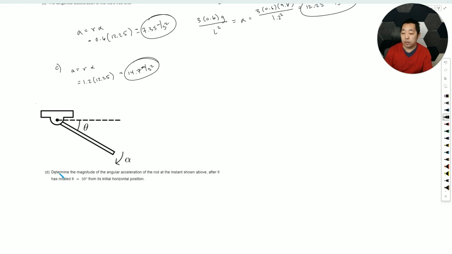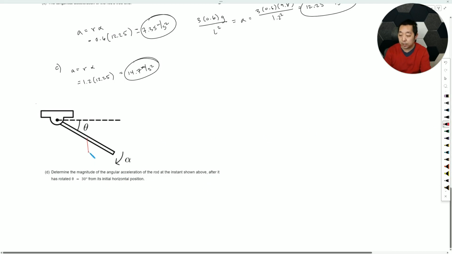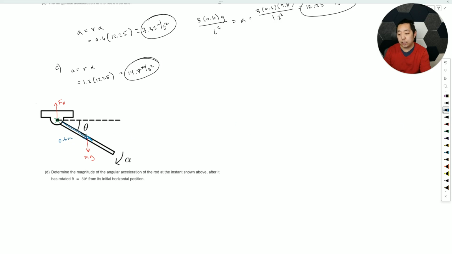For this last part, we want to determine the angular acceleration when the rod is at the instant after it has rotated 30 degrees. Let's draw the free body diagram. Gravity acts at the center, and there's still some kind of normal force upward, not necessarily equal. We don't know what it is. If we set this as our axis of rotation, what's different is my R vector. This is 0.6 meters. R is now not perpendicular to the gravity, so I have to decompose it.